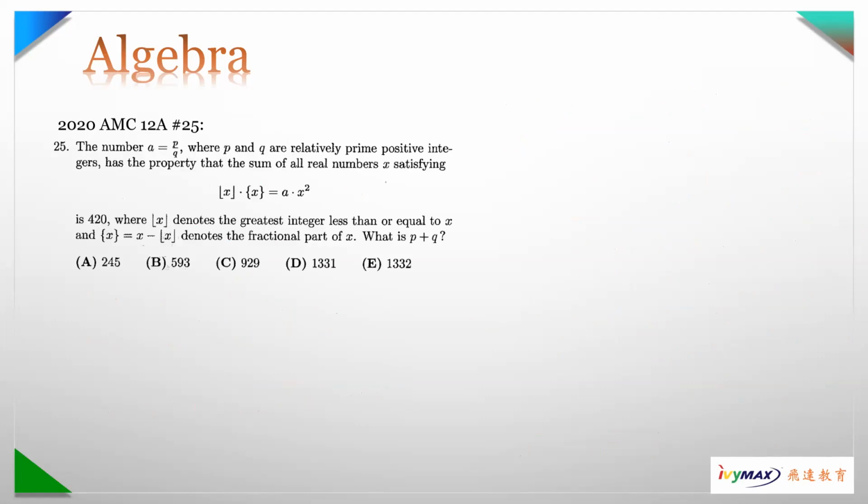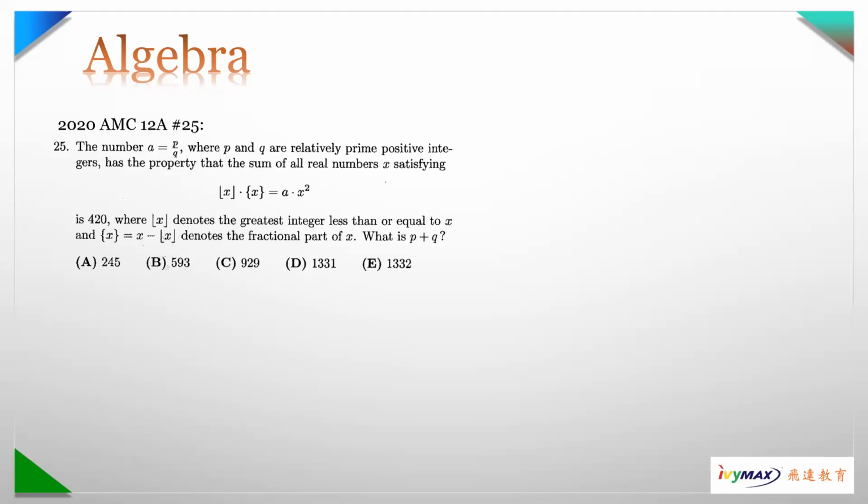All right, let's try another question here. So that will be the last question in the 12A. Surprisingly, it's algebra questions this year. All right, so the question is like this. The number A can be written as a ratio of two integers, P over Q, and P and Q are relatively prime positive integers. So that also gives you the information that A is positive, right?